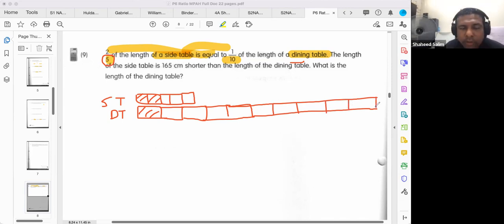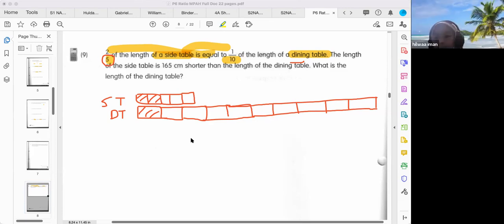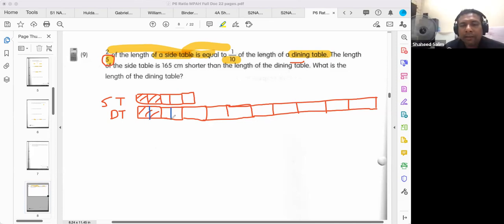Can you see this is the model? But the size is not the same. What can I do to the dining table to make the size the same as the side table? Each part, what do I do to the dining table? Hilwa, what do I do? Divide by 2. Yeah, like that. Then now you have all the units the same size. Now we can do now. So you try to do that.